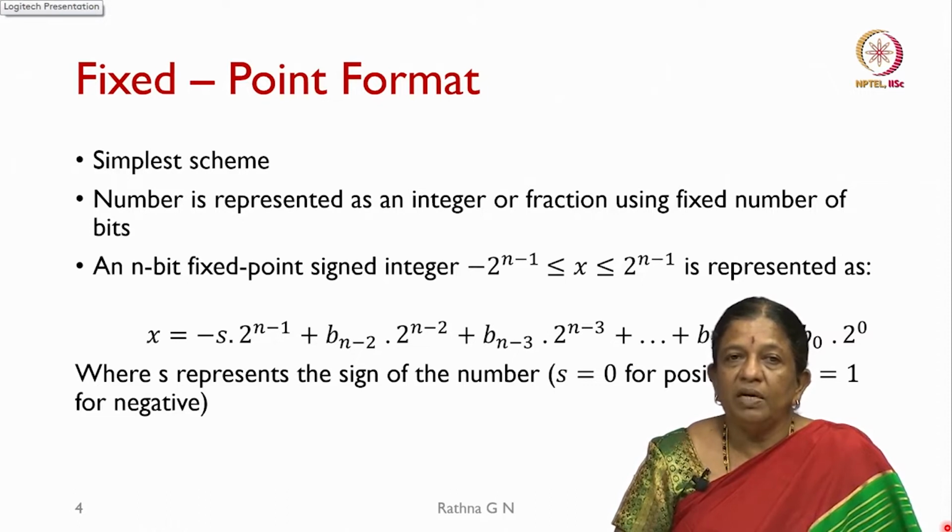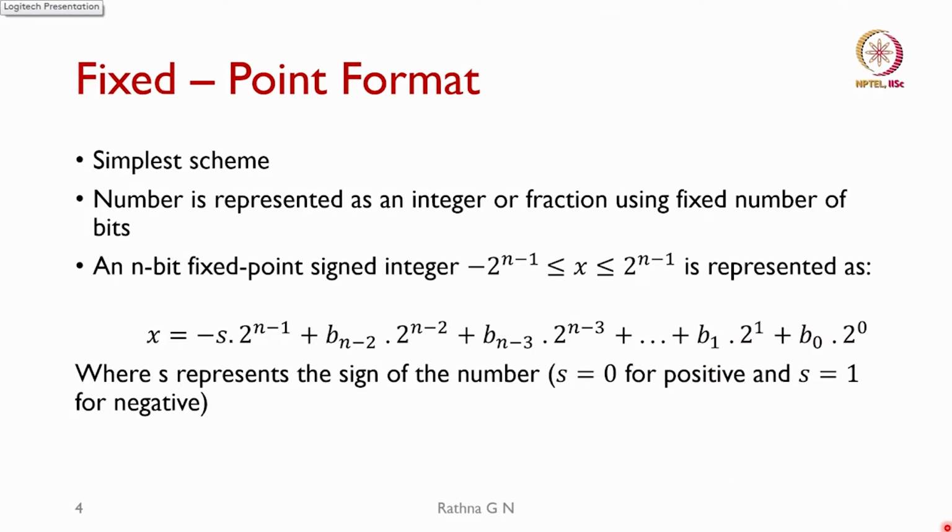Which is given by minus s into 2 power n minus 1, where s represents the sign bit of the number. If it is equal to 0, it is a positive number, and if it is equal to 1, it is a negative number. So, the first term will be minus s into 2 power n minus 1, and then the next term will be its magnitude bit b n minus 2 into 2 power n minus 2, and so on. In the last we have b1 into 2 power 1 and then plus b naught into 2 power 0.